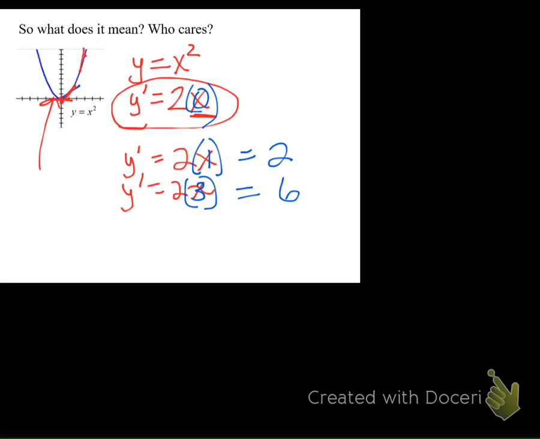Let's plug in when x is negative 1. Here's my derivative again. When x is negative 1, you get that my slope is negative 2. Because over here at negative 1, the slope is negative.